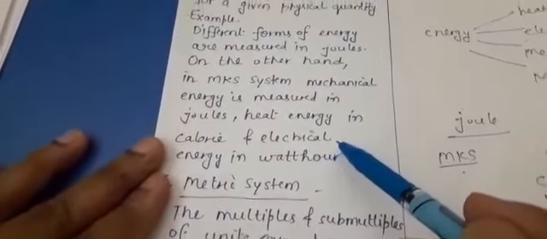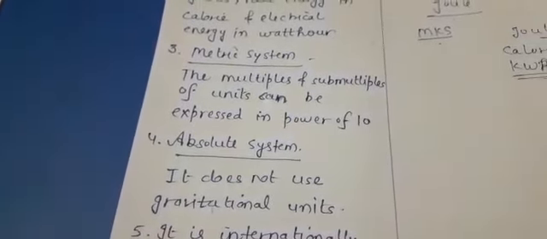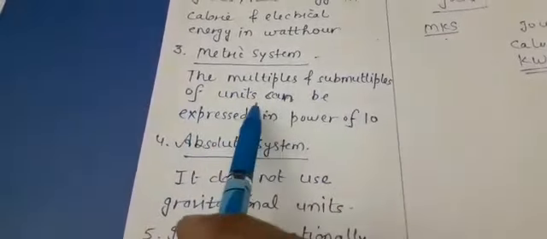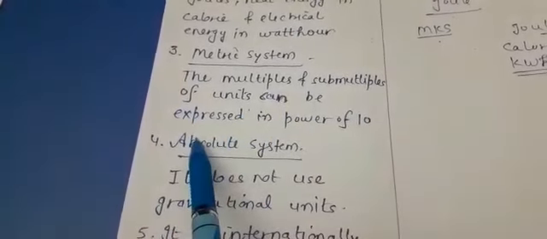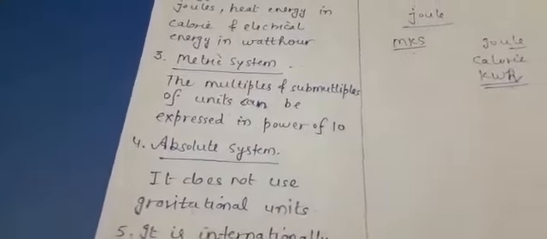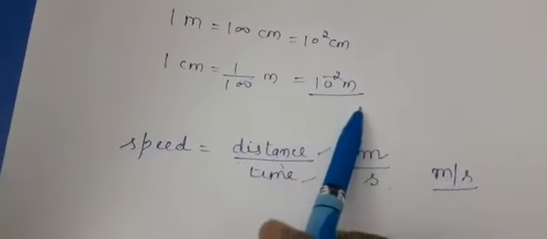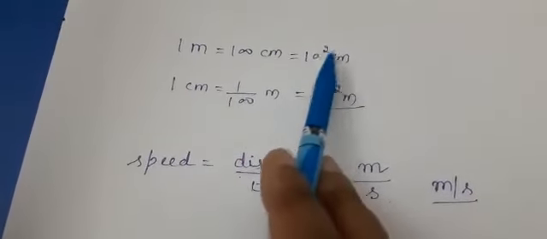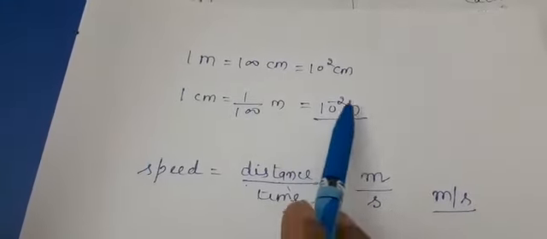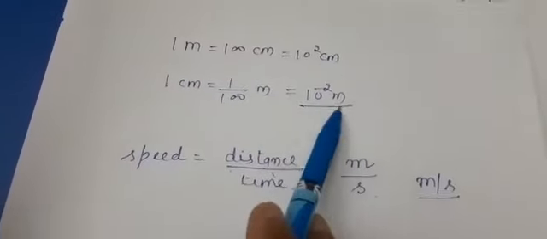Now, the next point is metric system. I have introduced this before also. Metric system is one in which the multiples and submultiples of units can be expressed in powers of 10. I have already said that when you convert meter into centimeter or centimeter into meter, you get the conversion: 10 raised to the power 2 centimeter is equal to 1 meter, or 1 centimeter is 10 raised to the power minus 2 meter. So multiples and submultiples of 10 make the metric system.